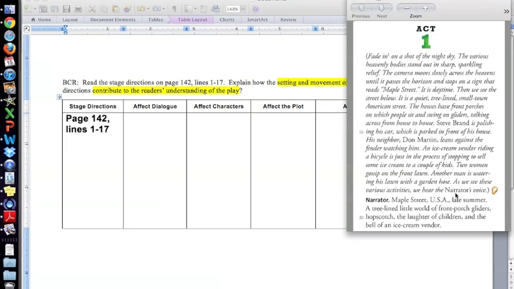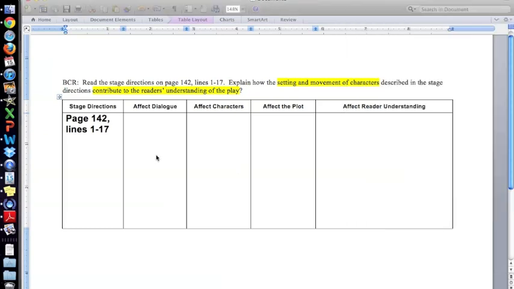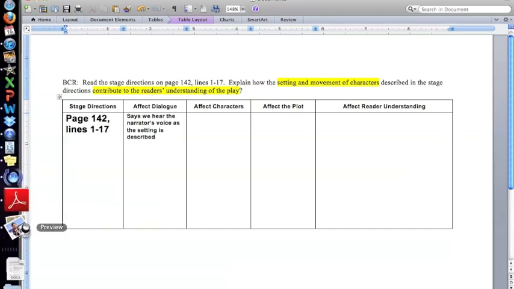Okay, so that's a lot of text in there, but our graphic organizer is going to help us break it apart. So I'm asking myself, how do these stage directions affect the dialogue? I know that dialogue is speech between characters. So really the only thing it says about the dialogue, right here at the end, is that as we see these various activities described up here, we hear the narrator's voice. I'm going to write that in my first box. It says we hear the narrator's voice as the setting is described. Okay, let's bring back the text.